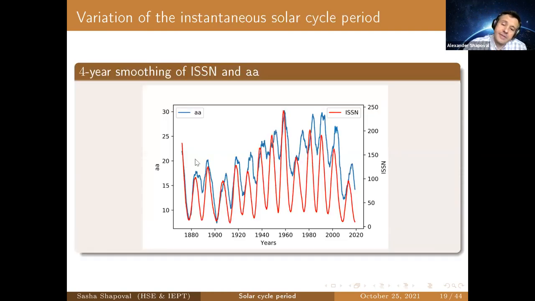What is important, now we see the picture, the graph of the two proxies, where sunspot numbers, ISSN, is in red, and the second index is in blue. These two smoothed indices exhibit a phase shift almost everywhere. So we see that the blue curve goes a little bit ahead. Not everywhere. You see a clear exception at the very beginning. Then, but probably it's a relatively short period of time, but still.